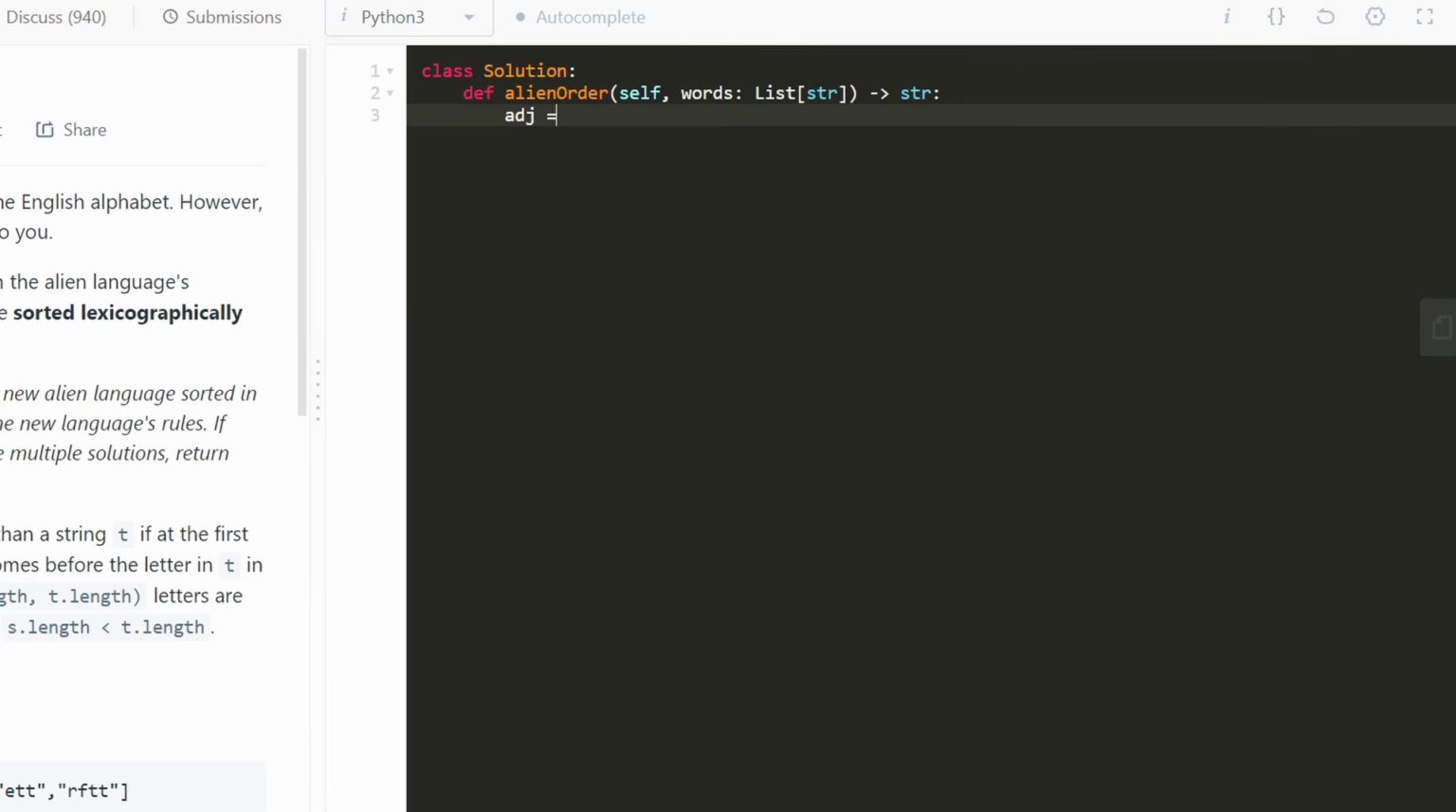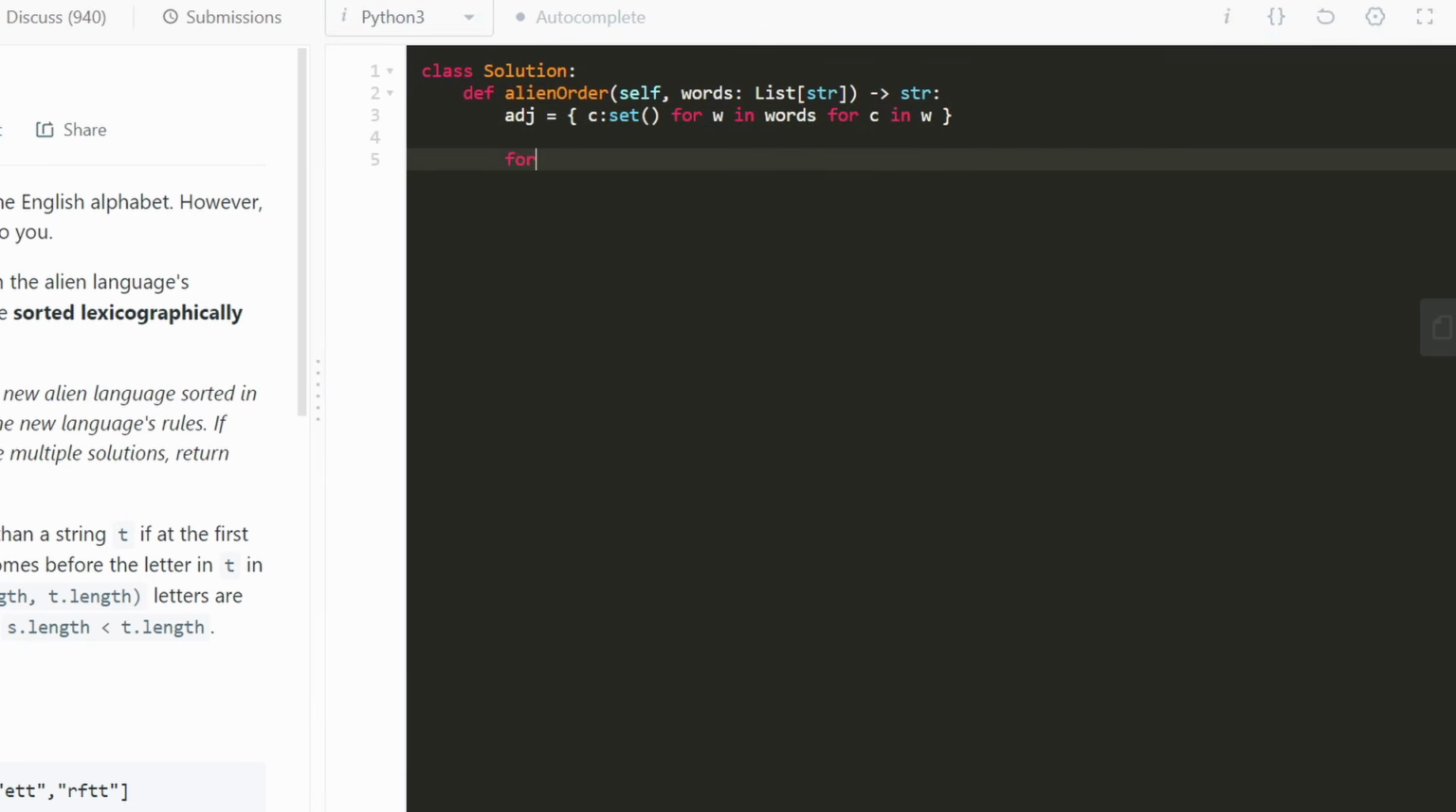So the first thing we're going to want to do is create that adjacency list, basically based on the ordering of the characters. So for every single character in our entire list of words, what we want to do is map it to, let's say, a set. We could do a list, but a set is going to make sure that we don't have duplicates. So we're going to go through every word in our list of words, and then for every character in each word, we want every character to be mapped to a set.